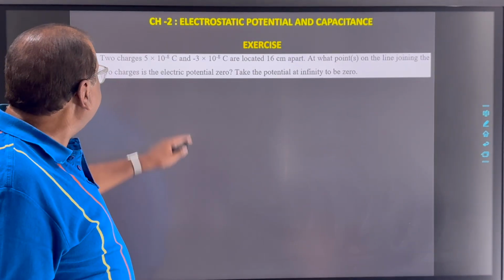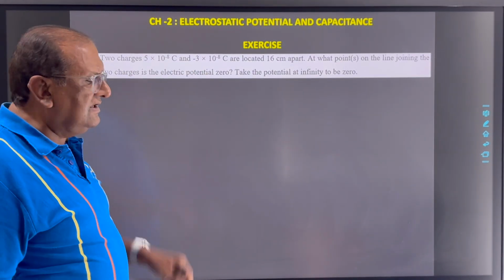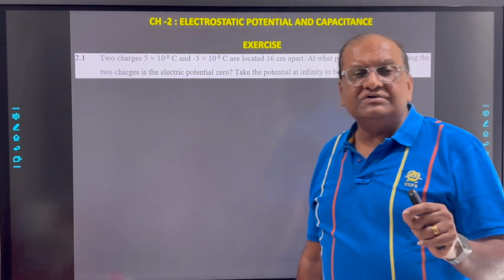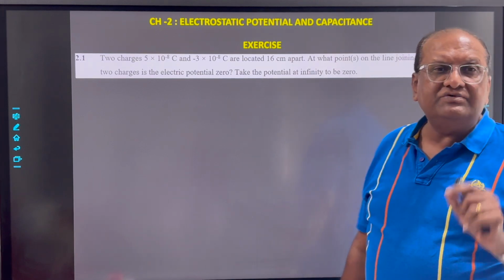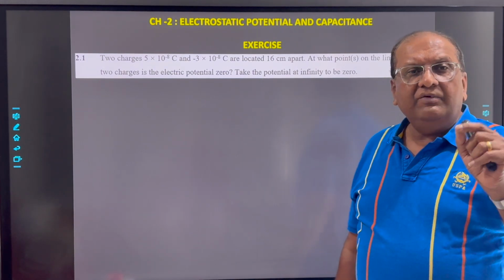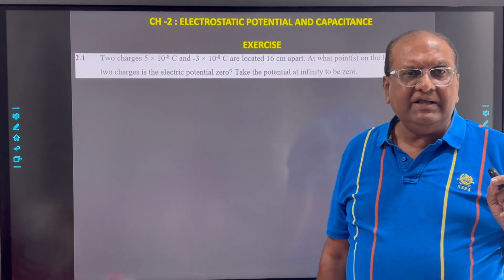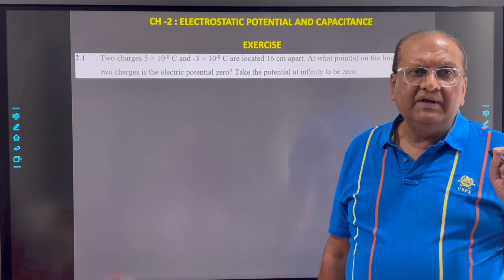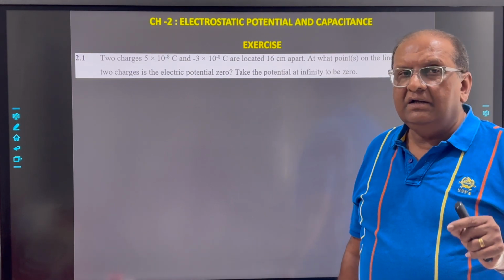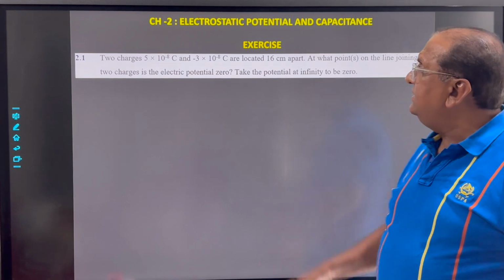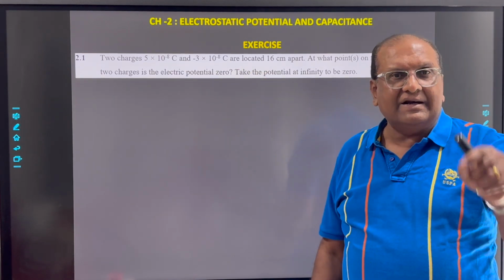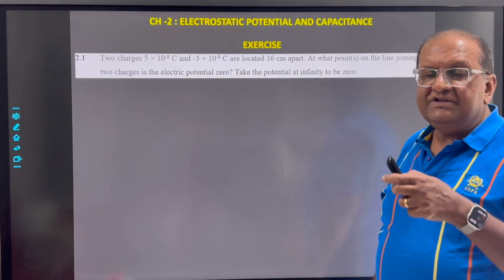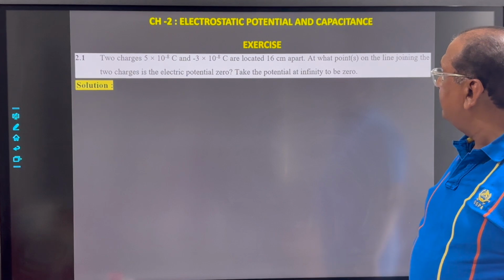Now see here, one charge is positive, another charge is negative. Potential of positive charge will be positive and potential of negative charge will be negative. Now electric potential is a scalar quantity, so no need to think about the direction. So here we will get two positions on the line joining these two charges where the net potential comes to 0. One position will be between the two charges.